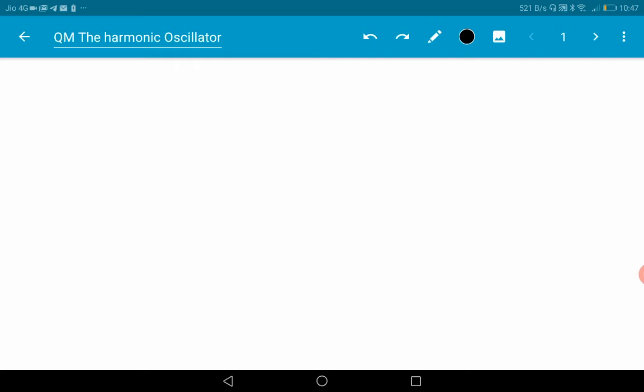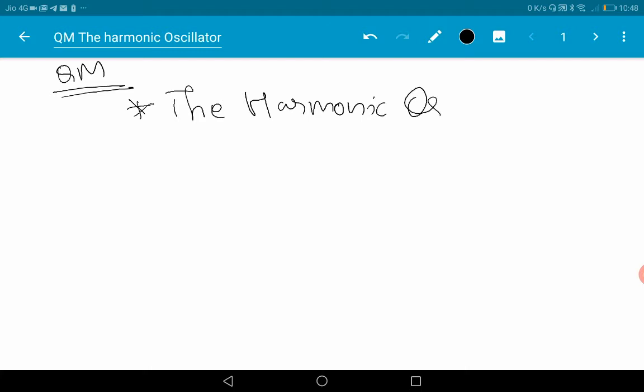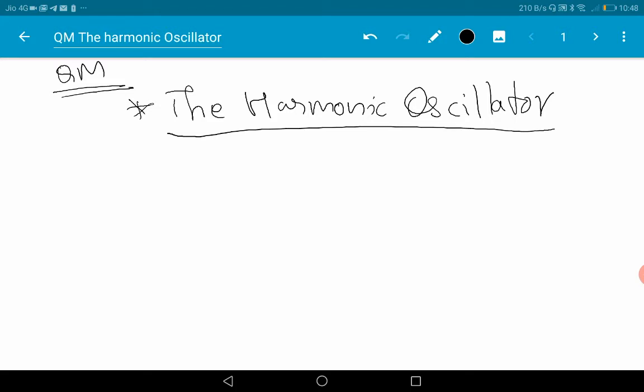We'll start with the harmonic oscillator. Just the harmonic oscillator. So we'll first see what a harmonic oscillator is in classical mechanics.